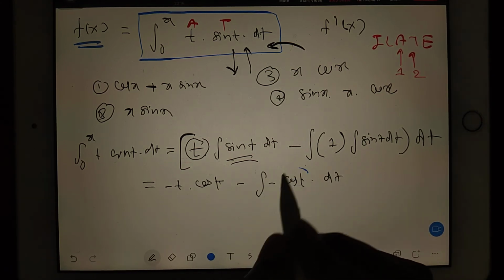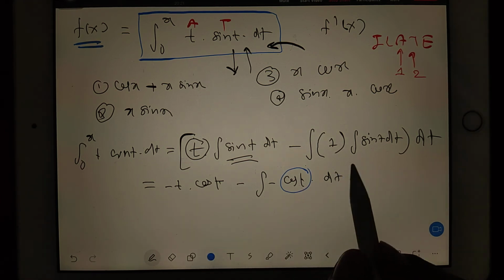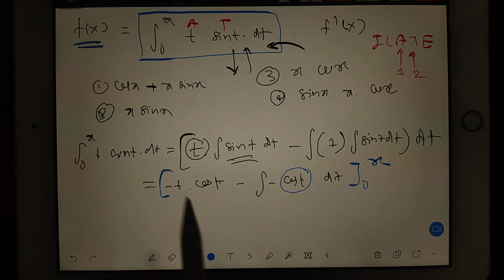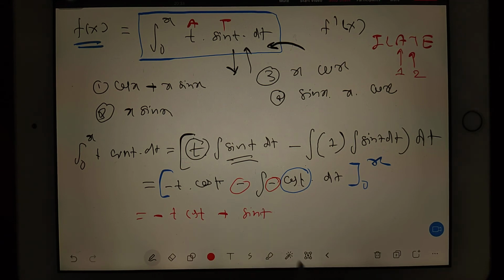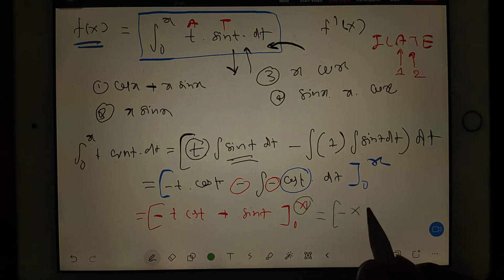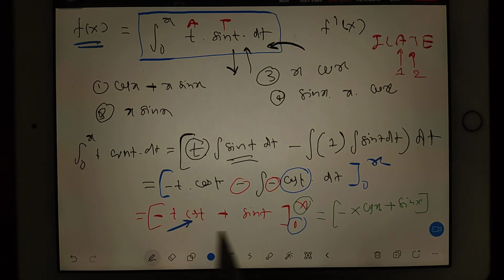So again when you integrate cos t, sin t will come, and see, still we have not changed anything in the limits. 0 to x is your integration limit, so minus t cos t is one step, and after that this minus will become plus sin t. Okay, now 0 to x, almost done. You substitute the x value first, so it will look like minus x cos x plus sin x. After that you put 0, so this will go 0, this will go 0.